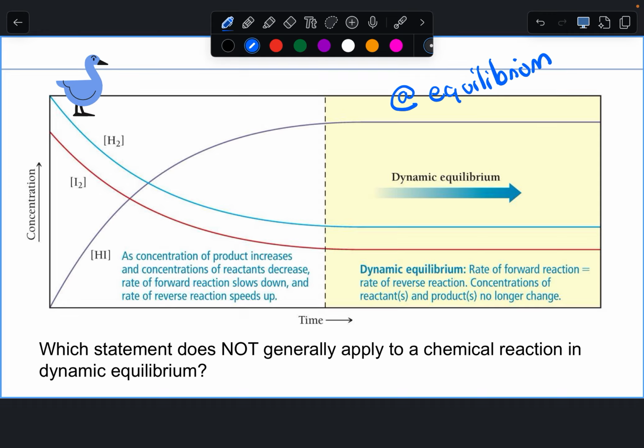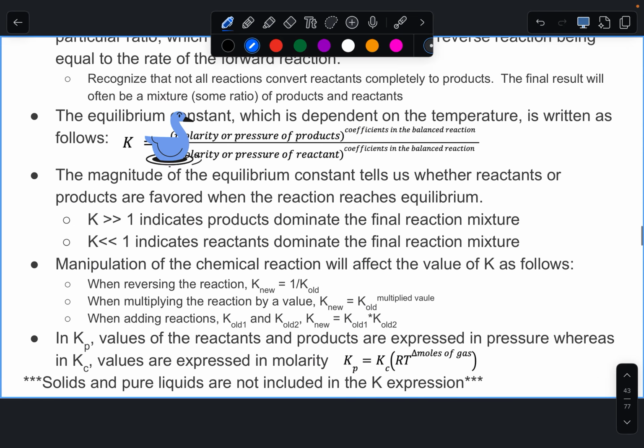The only other important concept to understand with this is that when you're at equilibrium, the amounts of reactant and product aren't changing, but the reaction is still happening. There's actually still reactants making products, and there's still products turning back into reactants, but it's happening at the same rate.